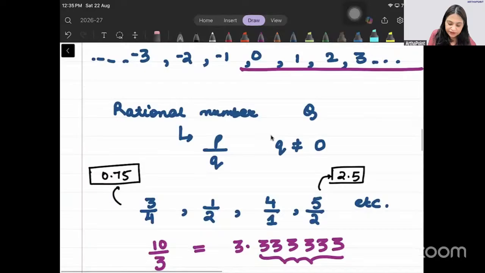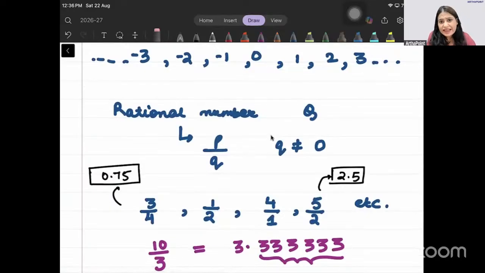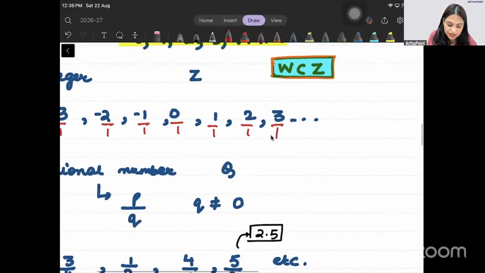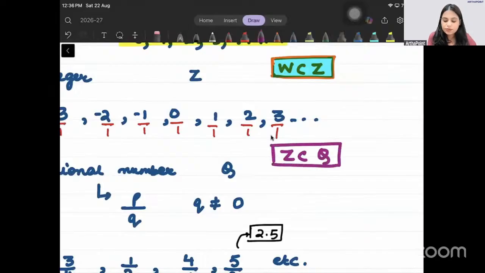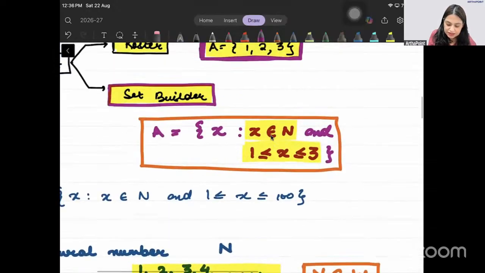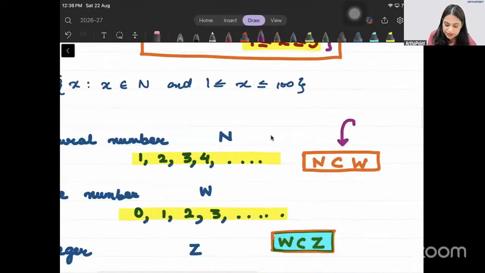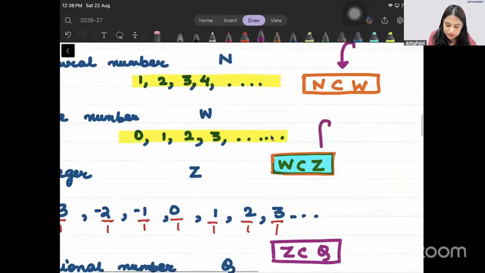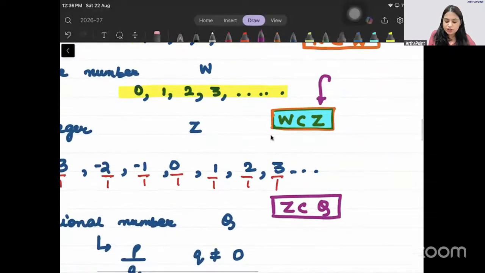Similarly, I told you any integer can be converted into a rational number क्योंकि यहाँ पे बस divide by 1 करना है. But rational numbers में और भी numbers आ सकते हैं like 3 by 4, मतलब जो decimals होंगे. So integers will be a proper subset of the rational numbers. So we can define this relationship: natural numbers proper subset of whole numbers proper subset of integers proper subset of rational numbers.